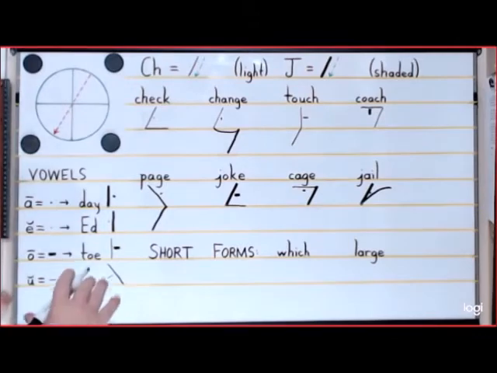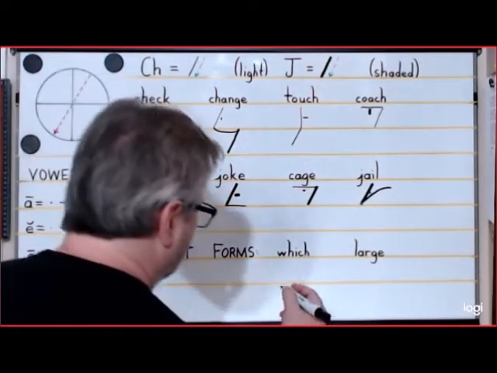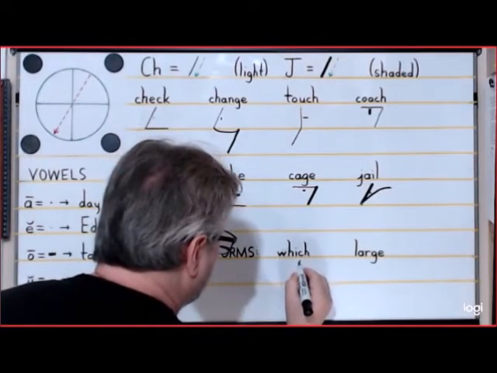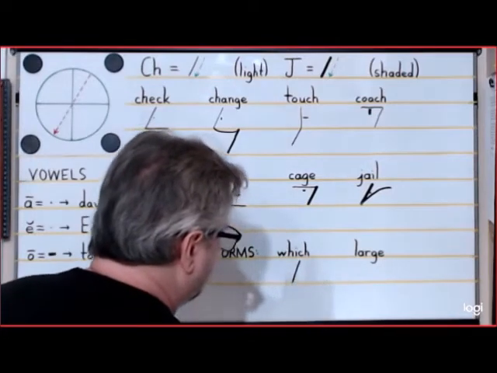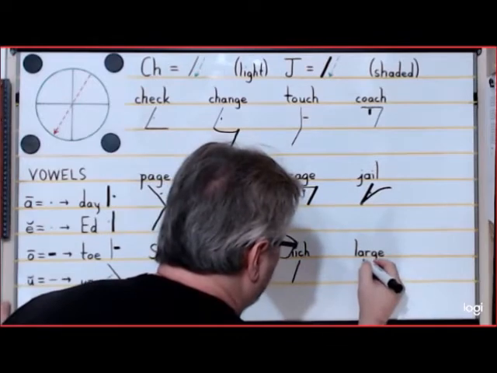The short forms which and large. So for which, it is a CH on the line. For large, it is a J above the line.